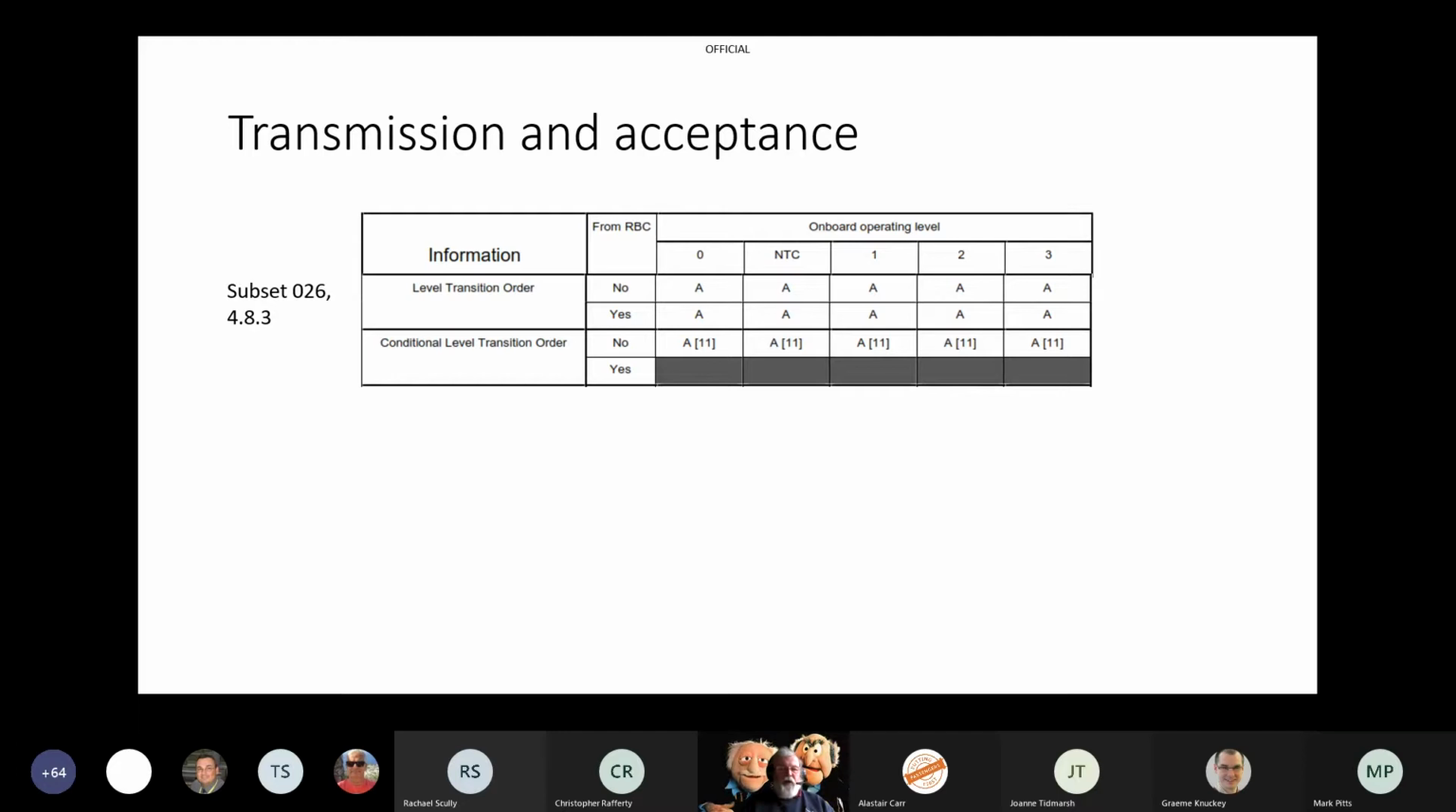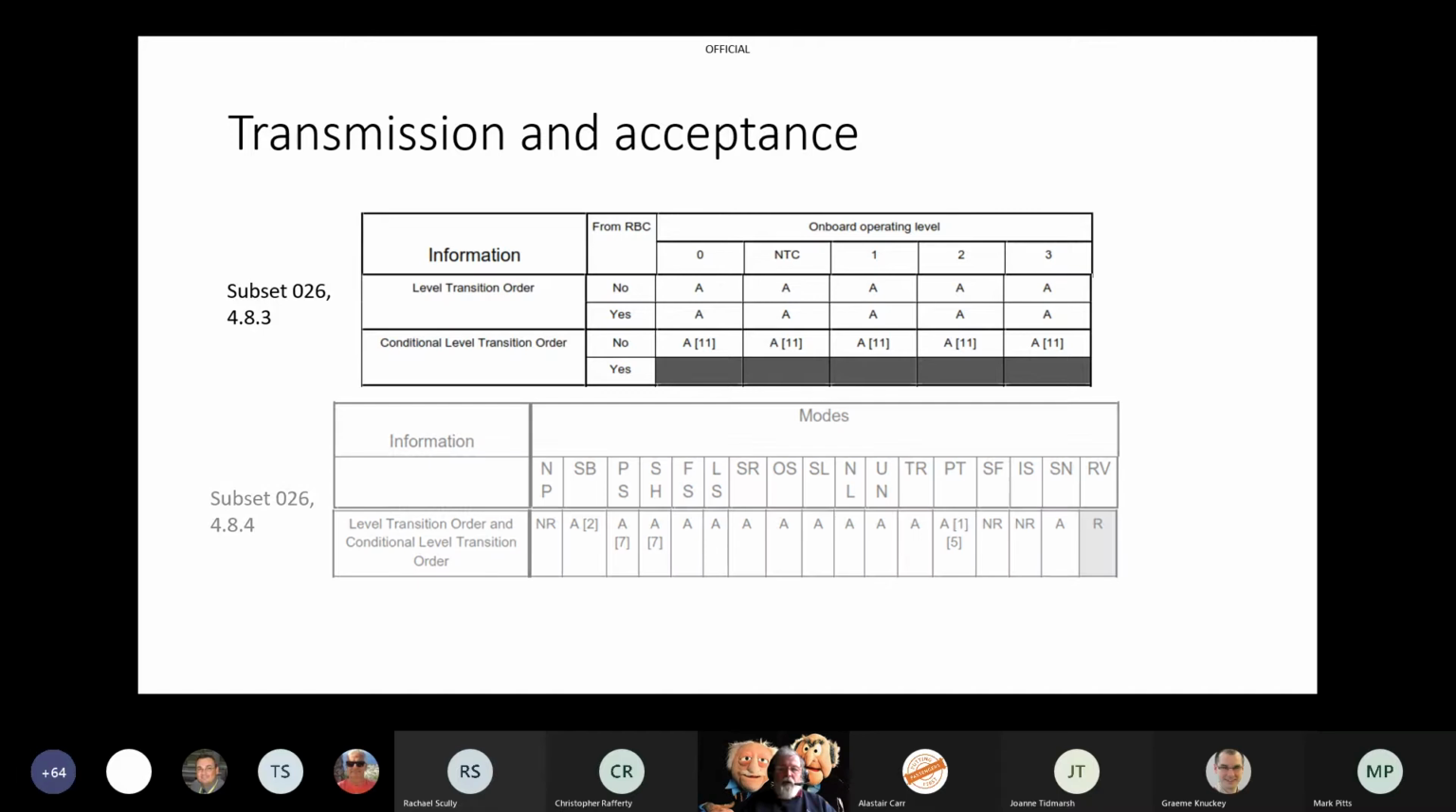What this does mean is that you can announce a future level transition using the RBC. And that does mean you can select which trains will get that message and therefore which drivers will receive an indication on their DMI that an announcement of a future level transition. And we also have to consider what modes the information will be accepted and processed within.